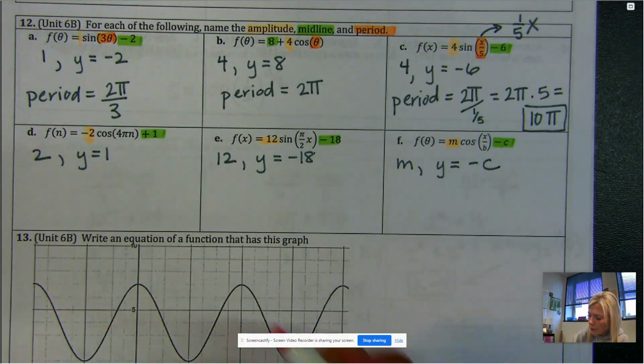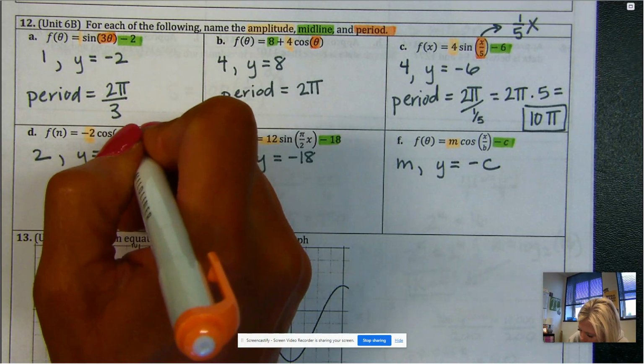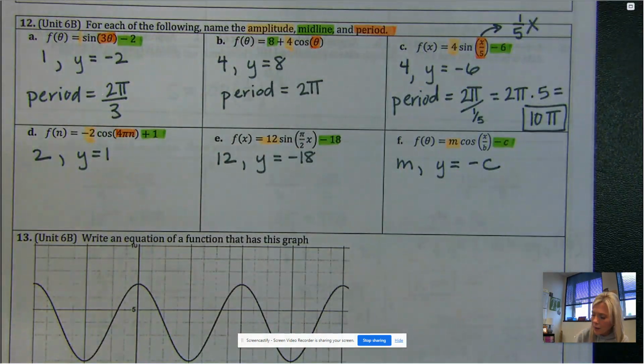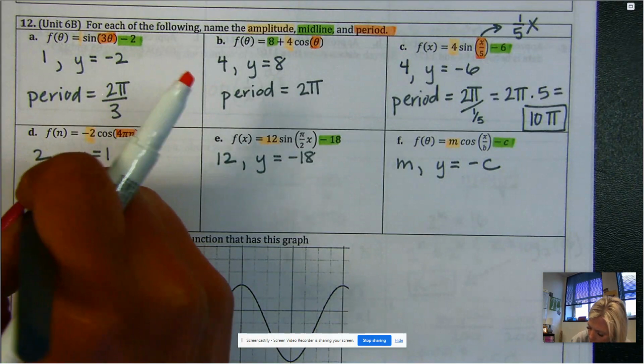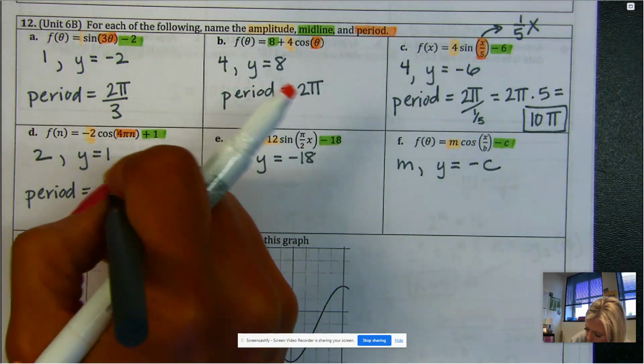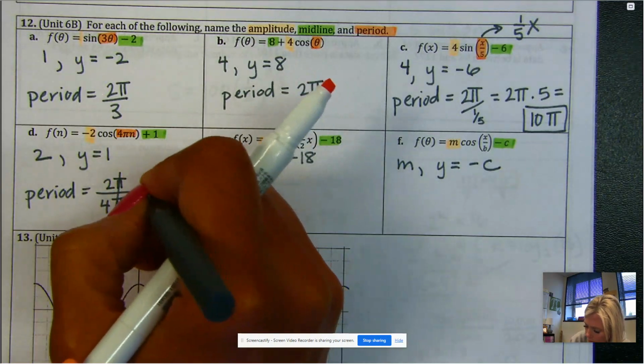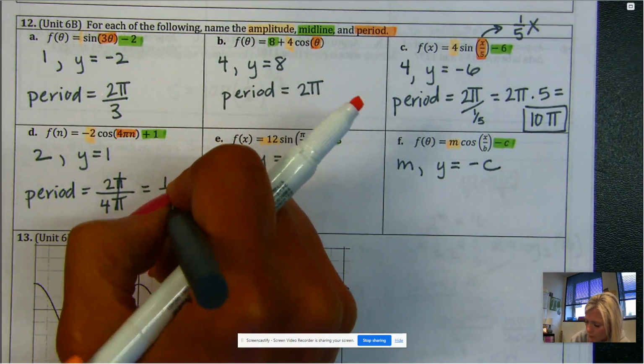Okay, down here we have our variable n being multiplied by 4 pi. So the period is equal to 2 pi divided by 4 pi. The pi's divide out, and this is just 1/2.